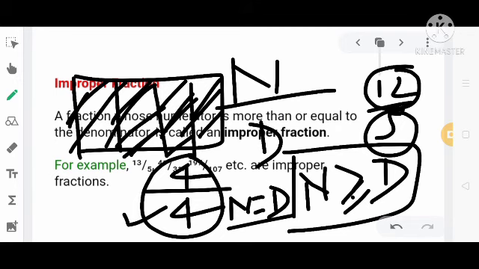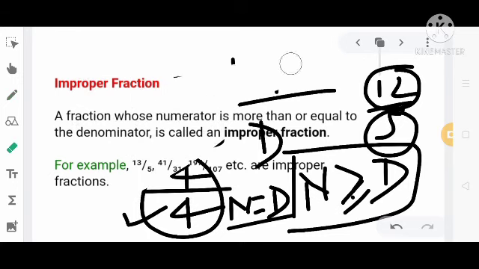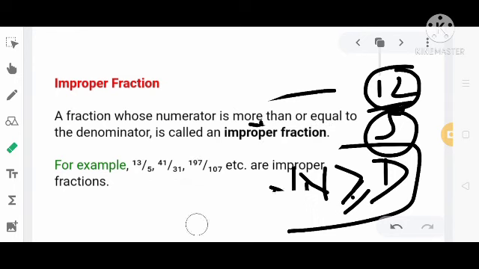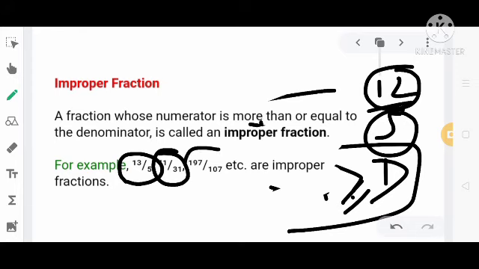If the numerator is greater than the denominator, or we can say that if the denominator is less than the numerator, then this will be an improper fraction. Some examples are given below. You can see 13 by 5. This is numerator greater than the denominator. This is an improper fraction. 41 by 31. 197 by 107. In all these examples, you can notice the numerator is greater than the denominator.